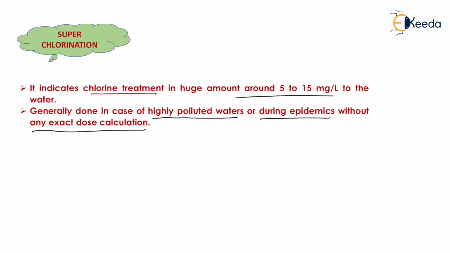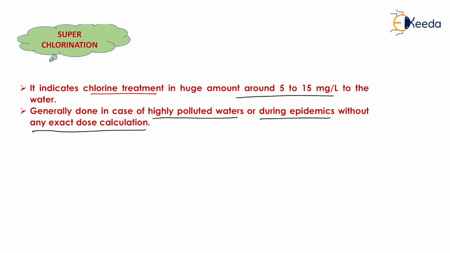Okay, during a flood situation, when there is water all around and that water is not fit for drinking, we don't have enough time to calculate the exact dose of chlorine in that water. So what we will do is supply a large amount of chlorine in that water, so that at that instant that water will become fit for drinking.